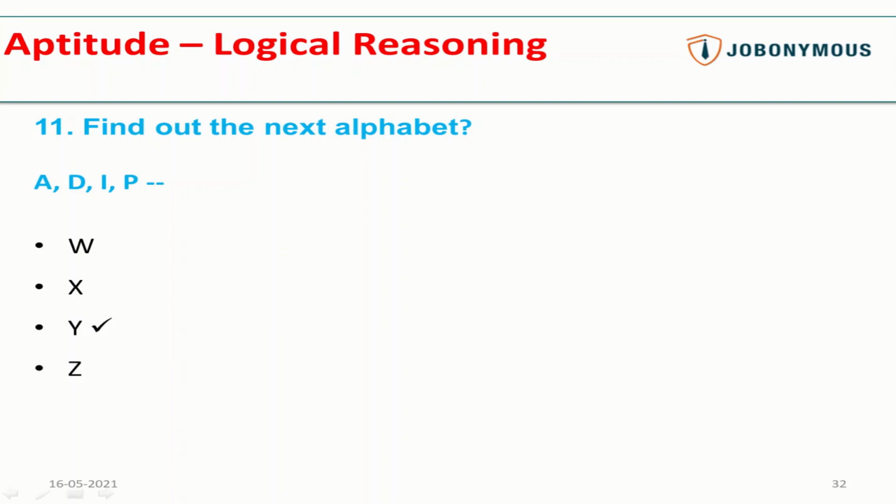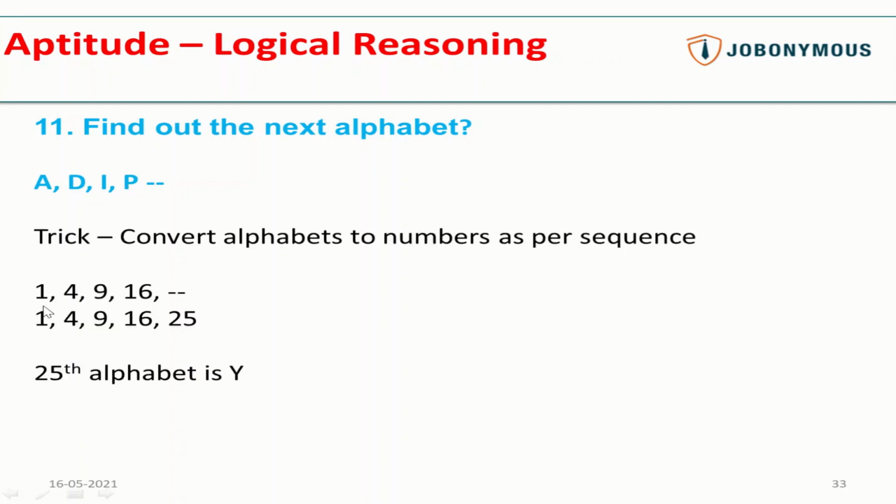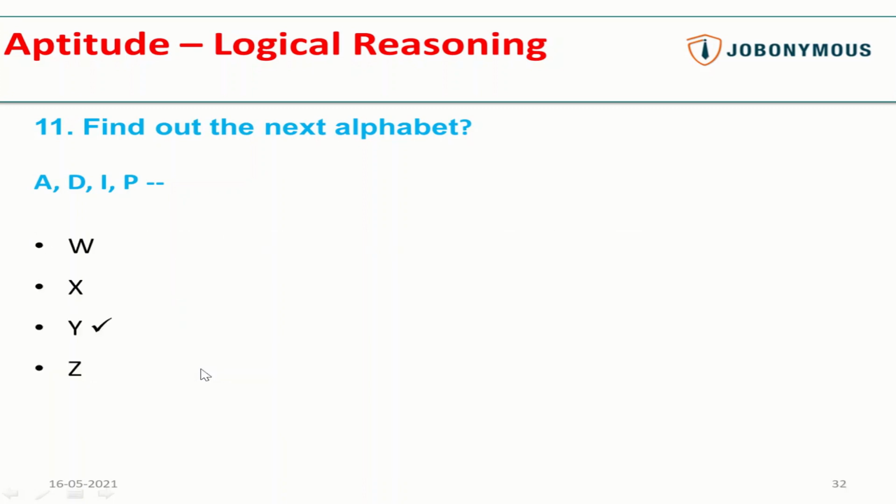So see, whenever alphabets are given to you instead of numbers, what you can do is replace these alphabets by numbers corresponding to their alphabetical order. Like A is the first alphabet, so assign 1 to A. D is the fourth one, so 4 to D, 9 to this one, 16 to this one. So if you assign numbers, you will find the pattern 1, 4, 9, 16. So as you can see, this is the square of 1, square of 2, square of 3, square of 4. The next will be square of 5, which is 25. So the 25th alphabet is Y. So that is how you can solve this alphabetical question.